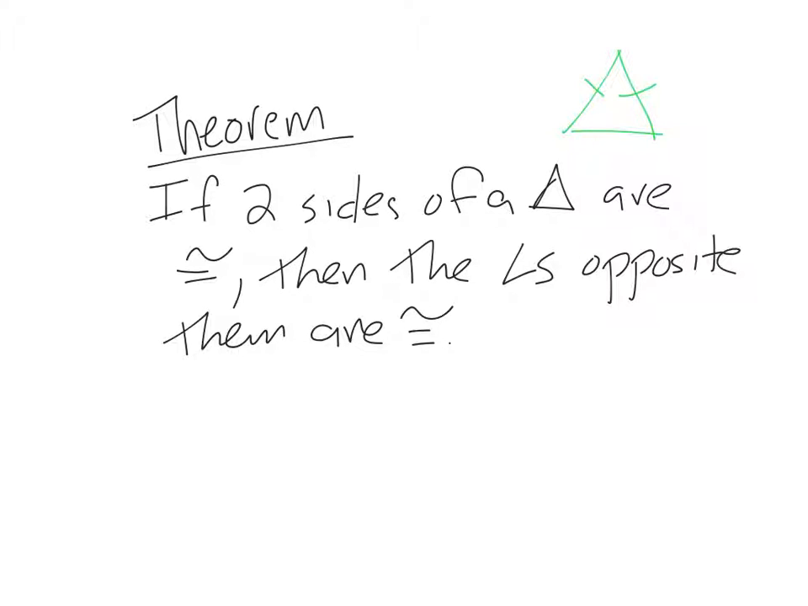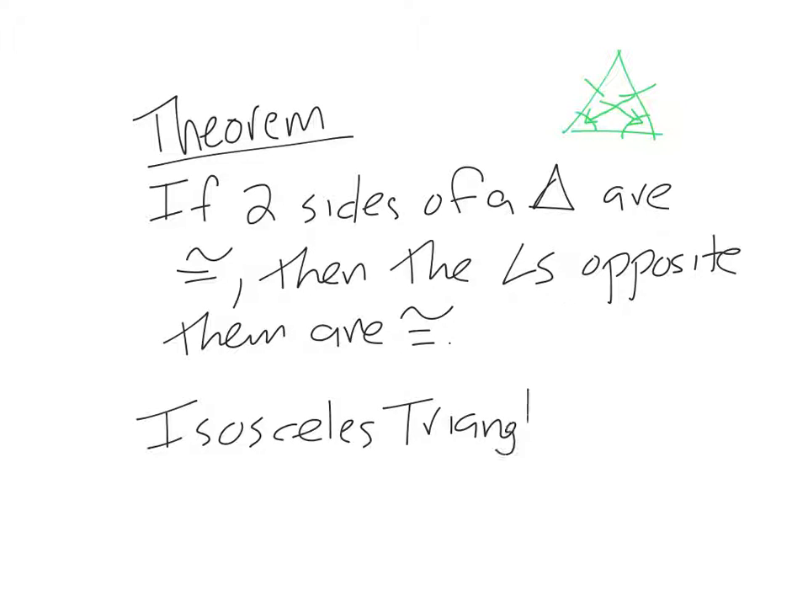If two sides of a triangle are congruent, then where is the angle that's opposite this side? Oh, it's right over there. And where is the angle opposite that side? It's right over there. So the angles opposite or across from those sides end up being congruent. Basically, it's saying the base angles of an isosceles triangle are congruent. Turns out this theorem actually has a name, and the name of the theorem is the isosceles triangle theorem.